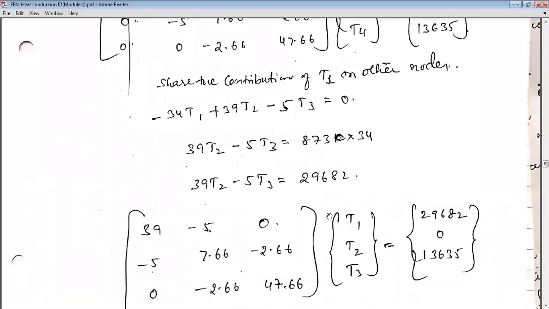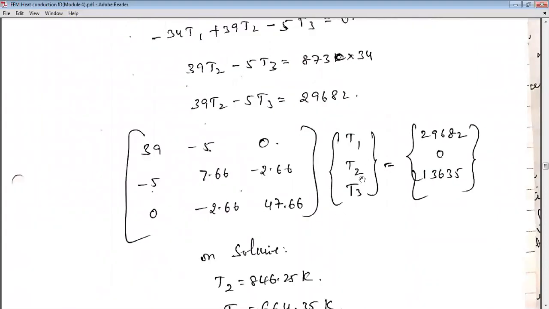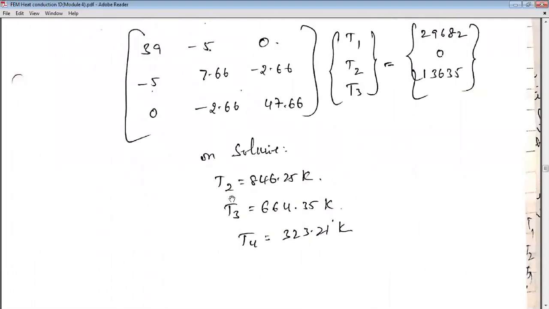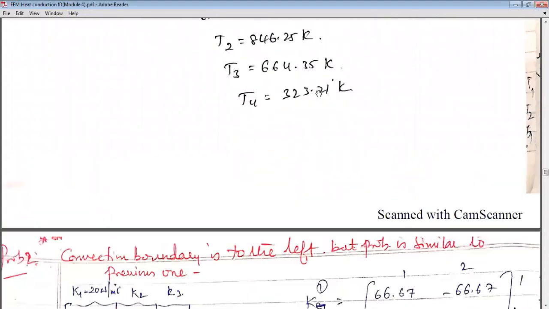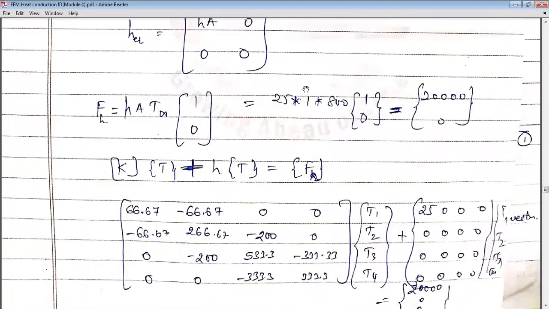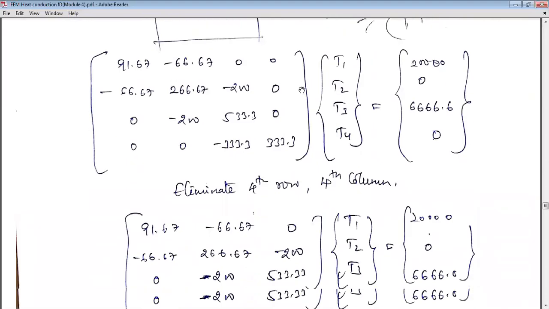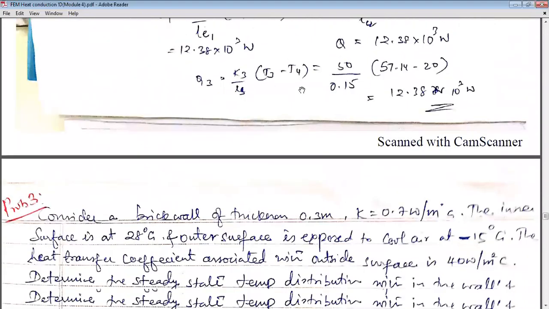So RHS will be, please make a correction. This will be T2, T3, T4, and then find T2, T3. Here it is correct. Here you have to make a correction. So we shall stop at this topic till conduction. Of course, we have one more problem.